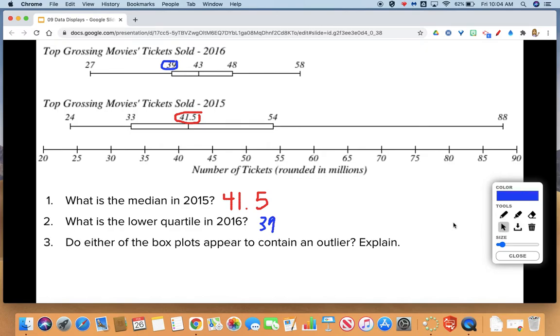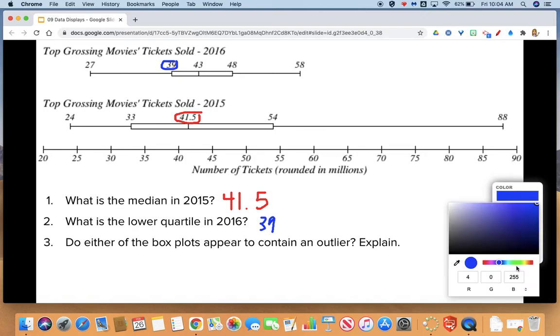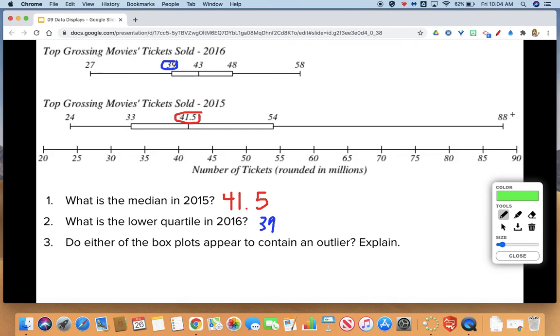Do either of the box plots appear to contain an outlier? Explain. Do you remember what an outlier is? It's a number that's much higher or much lower than the rest of the data, kind of like an extreme number that doesn't fit with the rest. Any ideas what we might look for on a box plot to see if one number is much further out than the rest? You're actually going to look for a big, long line in your data. Look right here.